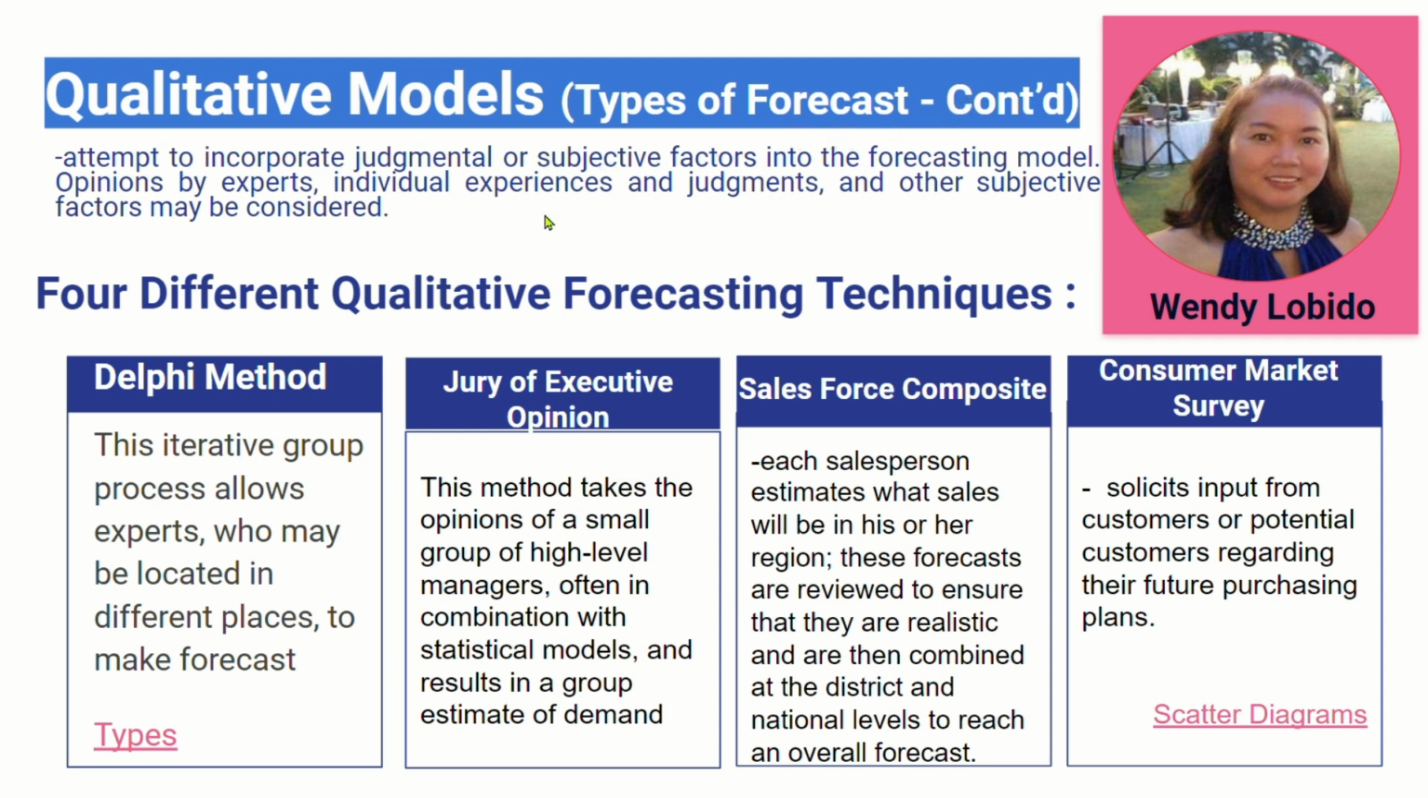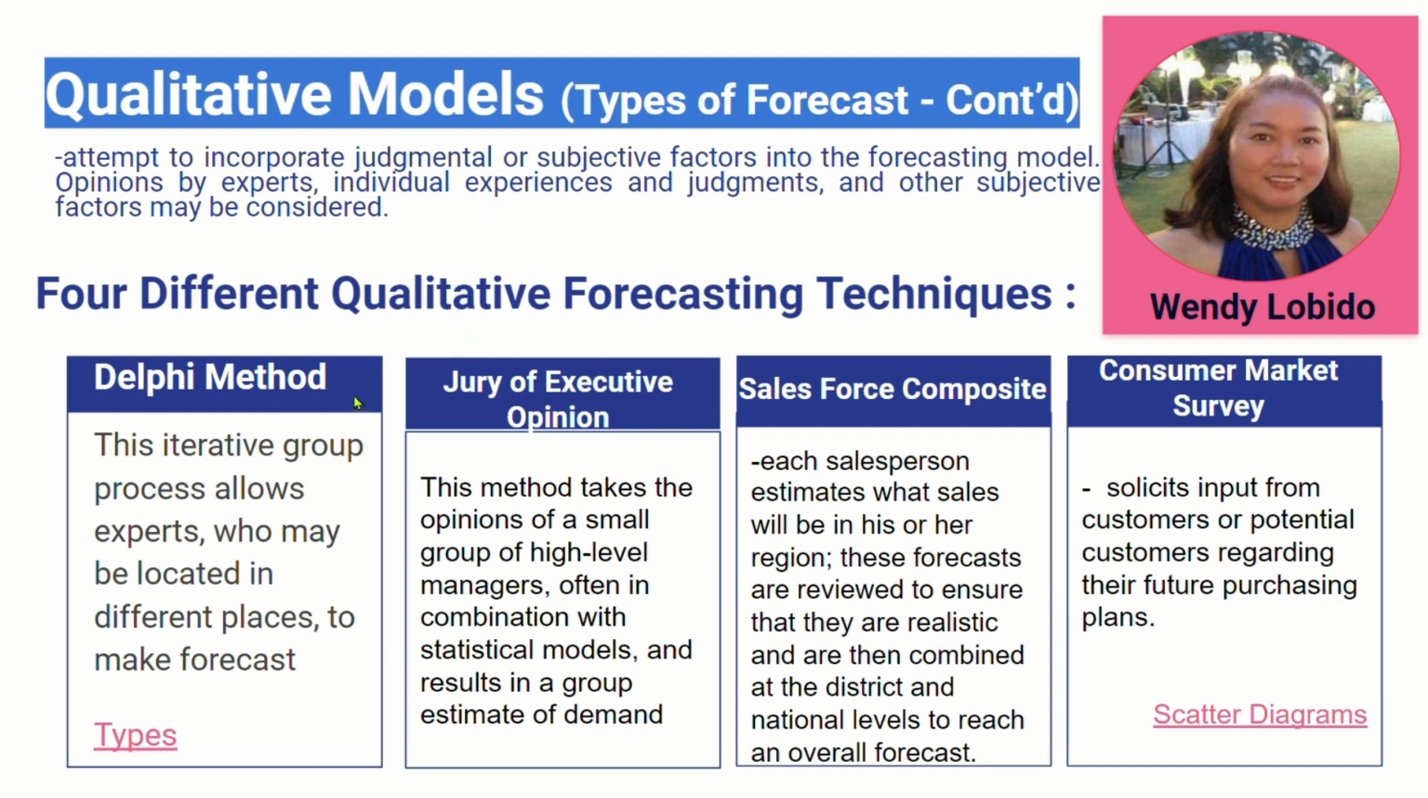Opinions by experts, individual experiences and judgments, and other subjective factors may be considered. Qualitative models are specifically useful when subjective factors are expected to be very important or when accurate quantitative data are difficult to obtain. Since our subject is quantitative, I will be just giving an overview of the qualitative forecasting techniques. So we have four different qualitative forecasting techniques.